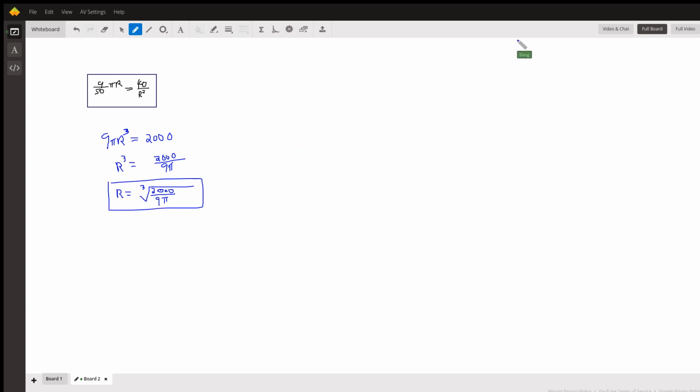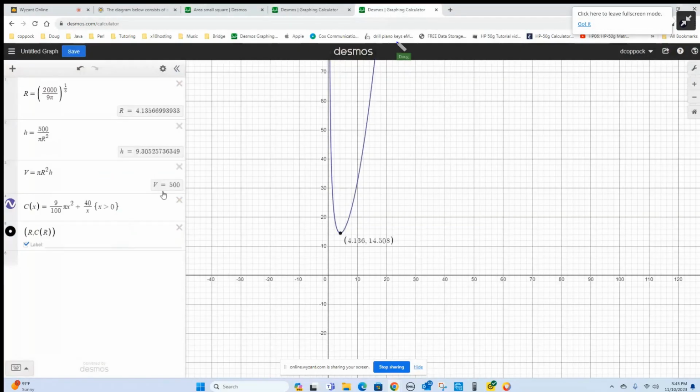I'll quickly share my screen and go to Desmos and let you take a look. So there's r, the cube root of 2,000 over 9 pi. There's h, 500 over pi r squared. And look, the volume, pi r squared h, is 500.